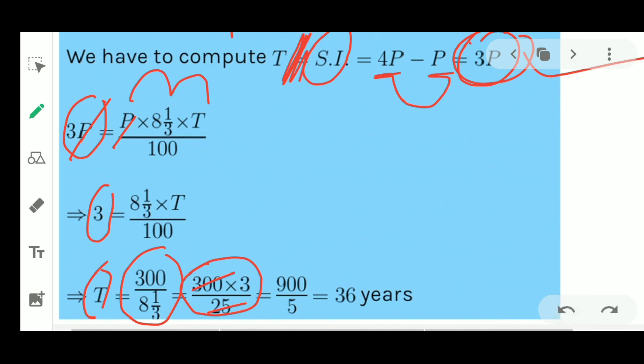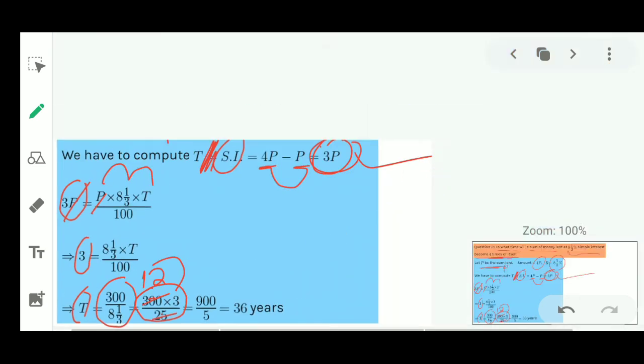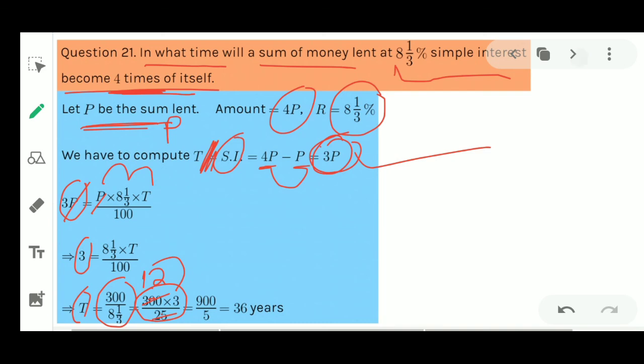Yes, 300 by 25. 25 1s are 25, then we'll have 50. 25 2s are 50, then 12 into 3, 36 years. So time equal to 36 years.